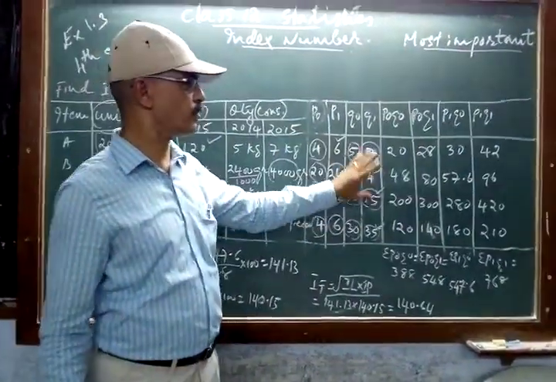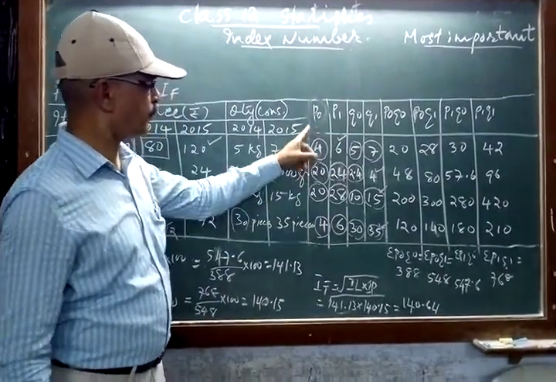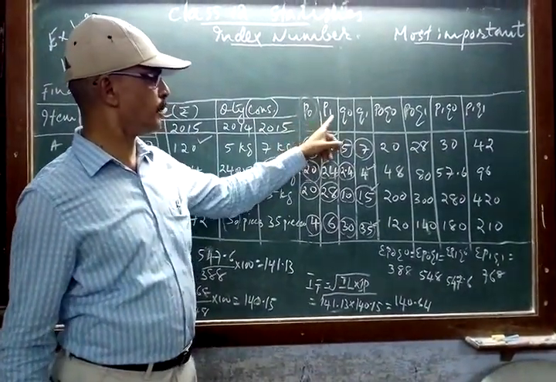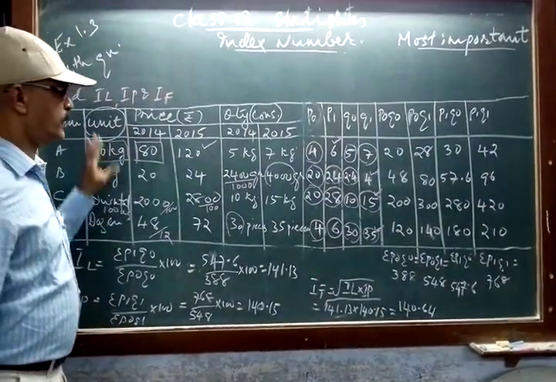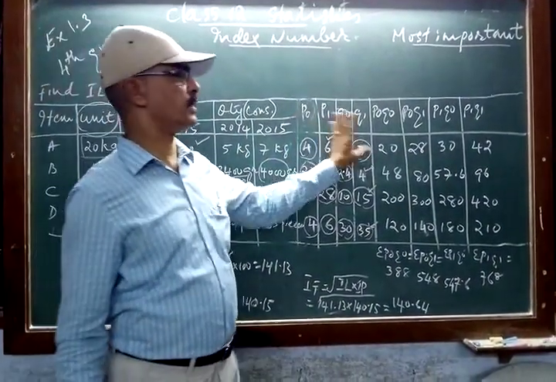Once this much is done, you are almost 75% into the question. Your answers are going to be correct. So please take care of these 4 columns: P0, P1, Q0, Q1 when units are given. If units are not given, you can directly take the values.